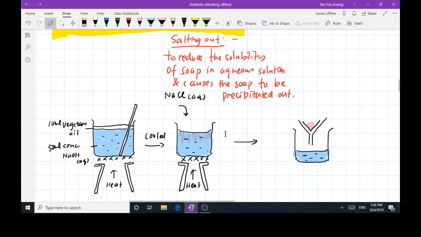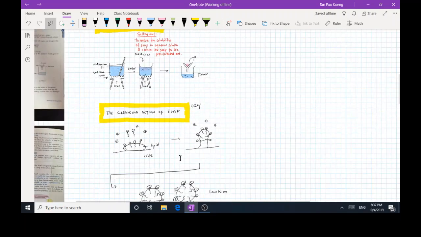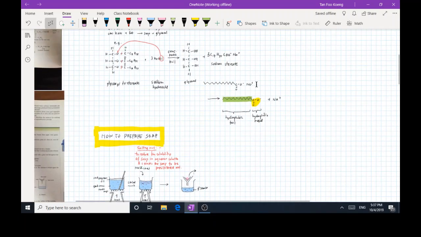What we do next is to filter the soap out from the solution. This will become the filtrate, which will be thrown away, and the soap will be dried in between two pieces of filter paper. If you rub it with your finger, you will discover that it's slippery and it forms foam, or bubbles. So basically this is all about soap.